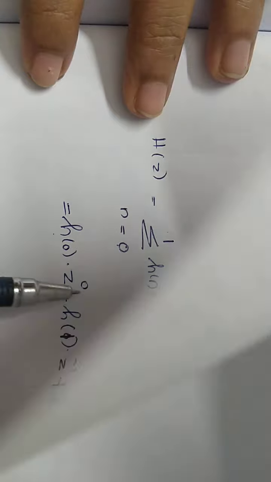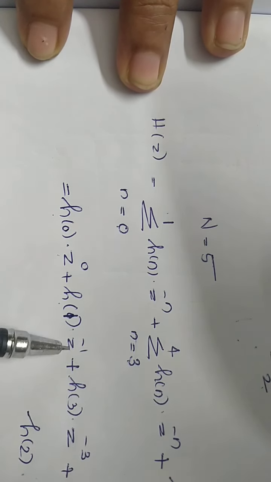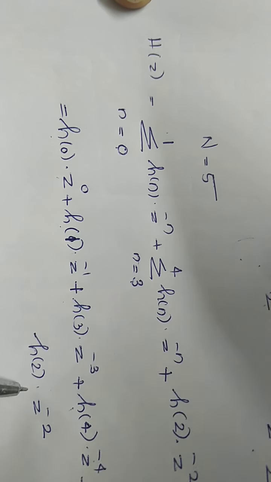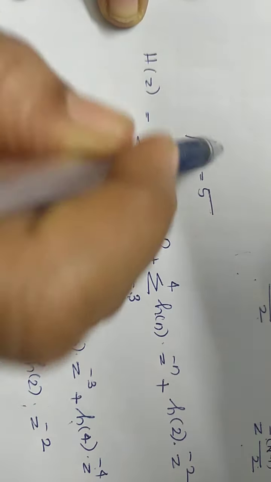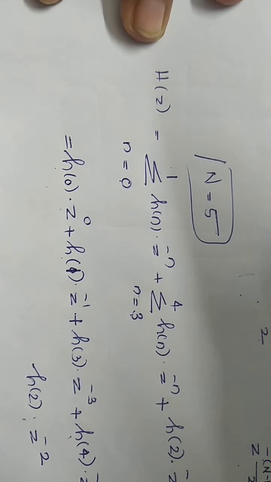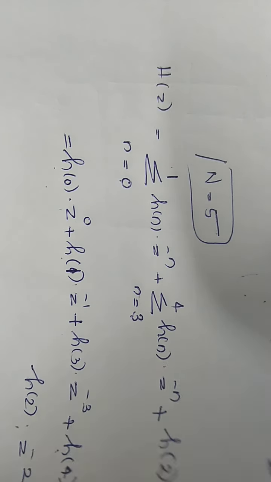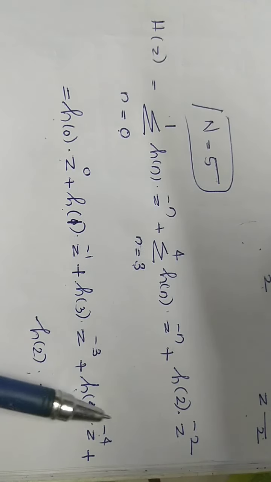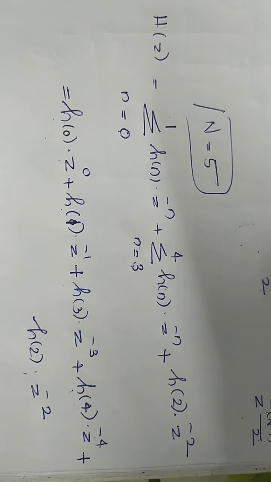H of 0 into z raised to 0, z raised to 0 means 1, then h of 1 into z inverse, h of 3 into z raised to minus 3, h of 4 into z raised to minus 4, plus h of 2 into z raised to minus 2, if the length of n is equal to 5 according to our equation. We substitute the values and we got an equation like this. Now we are going to draw the structure of this. The maximum z inverse term is 4, so we need 4 z inverse terms. So I am drawing the z inverse terms in such a fashion: 1, 2, 3, 4 z inverse, z inverse, z inverse, z inverse.